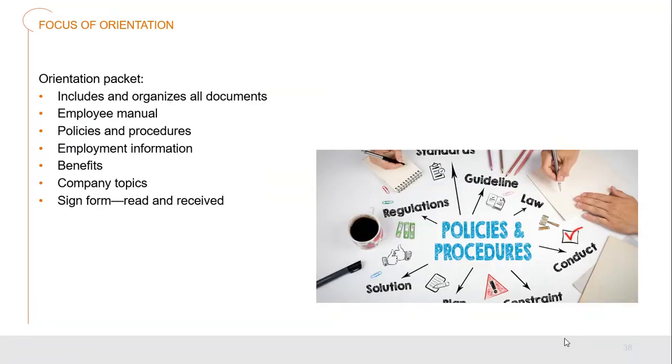When you first start in a company, you're going to be given an orientation packet. So this should include and organize all your documents that you're going to need. Some you'll have to sign, some you'll have to read through and understand, some you'll keep. The employee manual should be in there. You should have information about policies and procedures, employment information, benefits that you'll be open to, and then company topics that may be in there as well, and all the forms and items that you need to sign and receive.